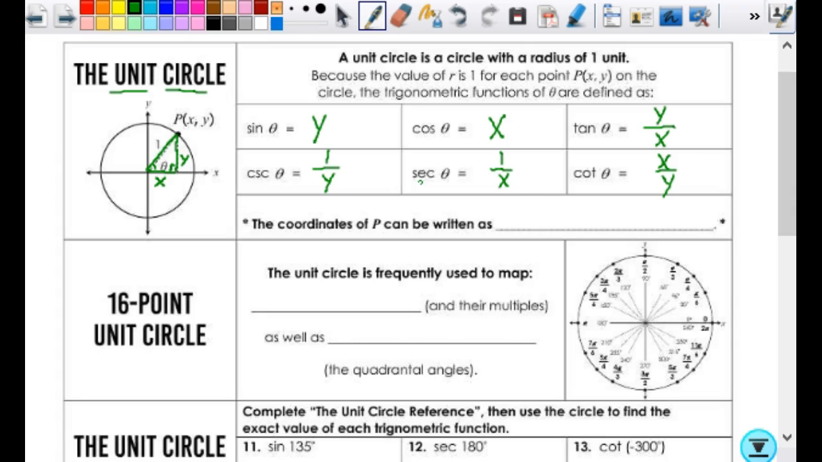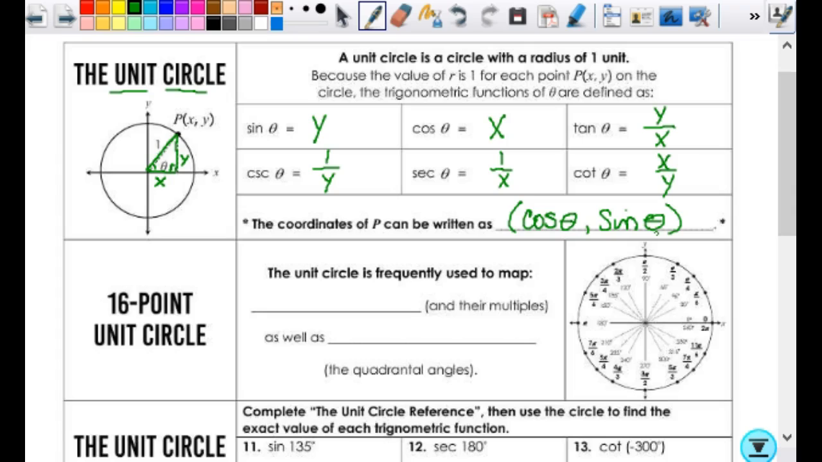All right, so then the coordinate of P can be written as cosine theta, sine theta. And again, those of you in AP Physics, that's your mg sine theta, mg cosine theta. That's where this is coming from. mg is just the radius, or the magnitude of your vector. And we'll connect all this to vectors eventually too.